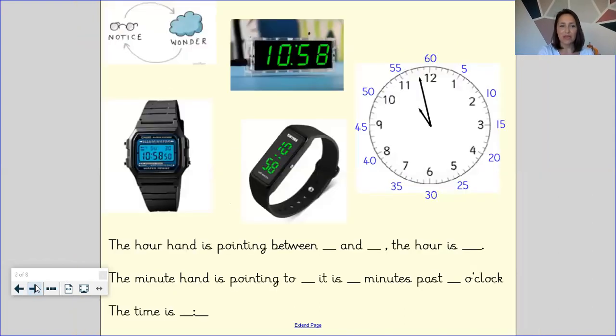So here we have 4 displays of the time. Have a look at it. What do you notice? Do you have any questions? Do you have any wonderments? So have a little moment to have a look at those 4 clock displays.